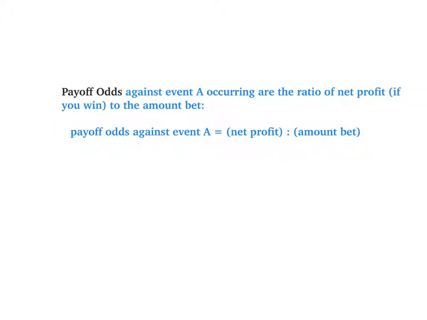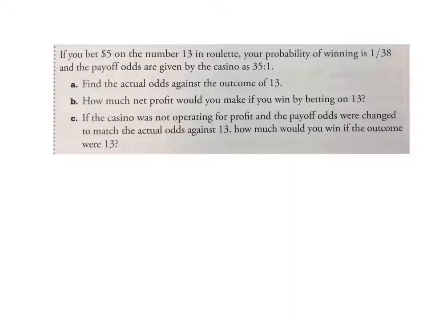Payoff odds against A occurring are the ratio of net profit, if you win, to the amount bet. That's where they change things a little bit, which we're going to see in an example in just a second. The payoff odds against A are the net profit you would make to the amount you bet. All right, and I'm going to show you exactly what that means here on the next slide.